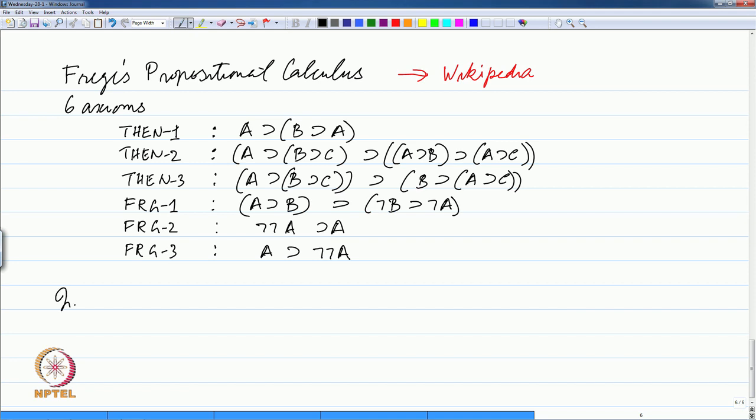And there is only one rule of inference, which is modus ponens, which says that from P and P implies Q, we get Q. So this is Frege's propositional calculus: 6 axioms, one rule of inference, and he showed that all tautologies of propositional logic can be derived from here. So what we will do is look at a couple of proofs just to get a flavor of how this works, and then we will try to see that.